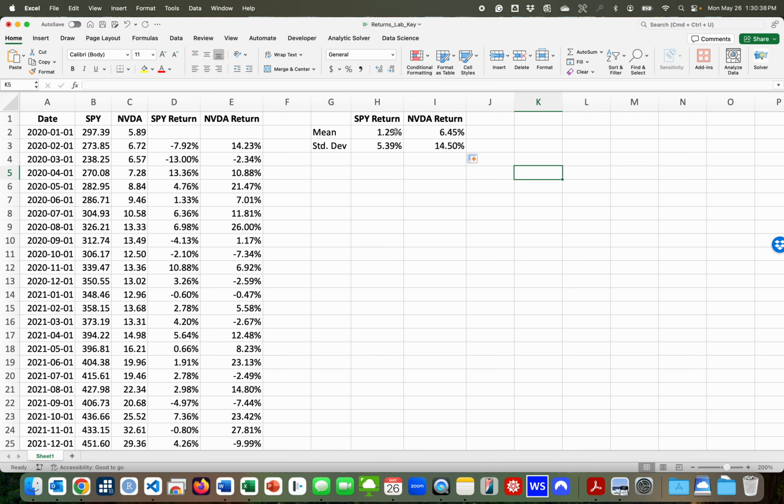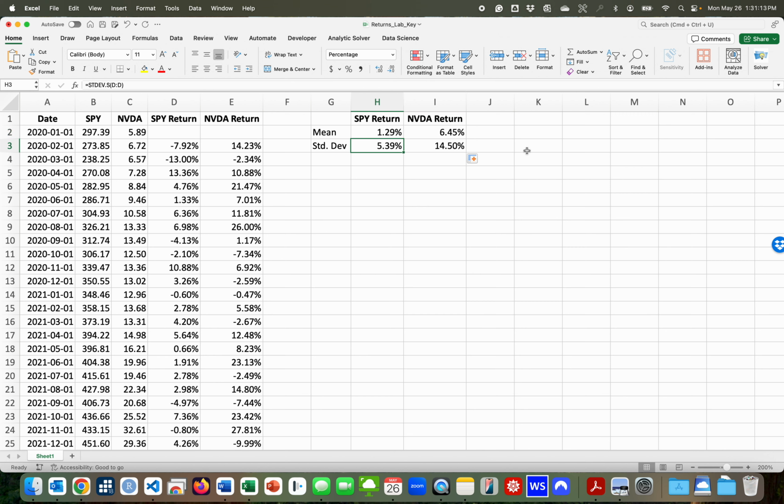So SPY had a lower return, an average return over this period of 1.29%. Again, this is monthly, so that's an average of a 1.29% per month return, where NVIDIA had a 6.45% return. Monthly, the average monthly return was 6.45%, which is pretty remarkable. And this is why you have to be careful comparing prices. NVIDIA had a much lower price, but a much higher return than the SPY. But it also had a lot more variance.